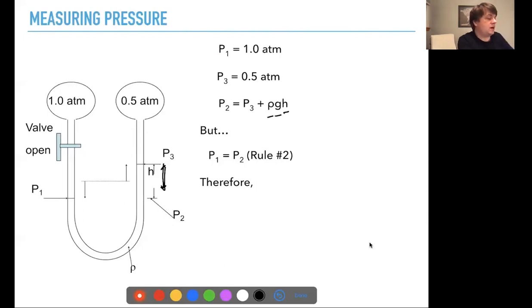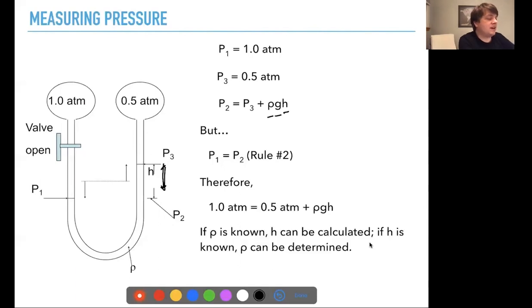But P1 is equal to P2, and so the difference in pressures, the difference between the pressure exerted by the gas in this bulb and the gas in this bulb, is just enough to support a height of our liquid proportional to the density times the gravitational constant times h. So if the density of the liquid is known, then h can be calculated. If h is known, then the density can be determined. If you know the density, the gravitational constant, and the height, you can figure out the pressure differential between the two gases.